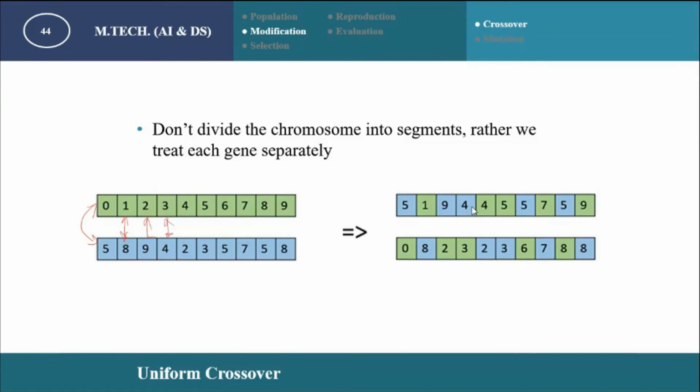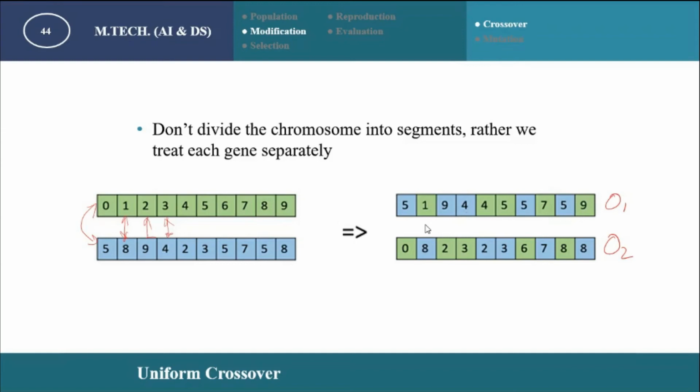This is selected with a uniform probability. That is, there is a uniform probability of one particular gene being selected for the first offspring chromosome. Say if this is O1 and this is O2, there is a uniform probability of 0 and 5 being selected to the first offspring, that is O1. Then once this one is selected, the remaining one will go to the second chromosome, or the second offspring. So that is how this uniform crossover is done.